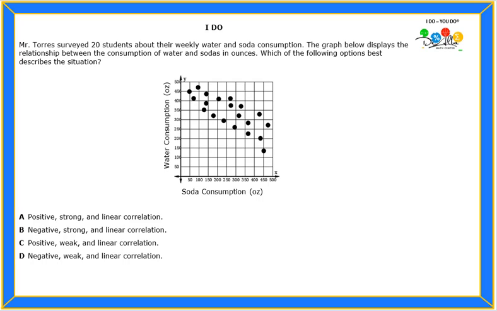And it says, Mr. Torres surveyed 20 students about their weekly water and soda consumption. The graph below displays the relationship between the consumption of water and soda in ounces. Which of the following options best describes the situation? Okay, so we want to find out which one of the choices or options best describes this situation.